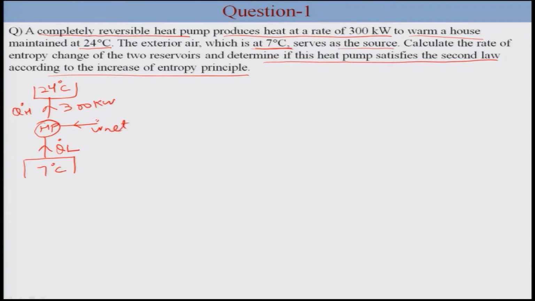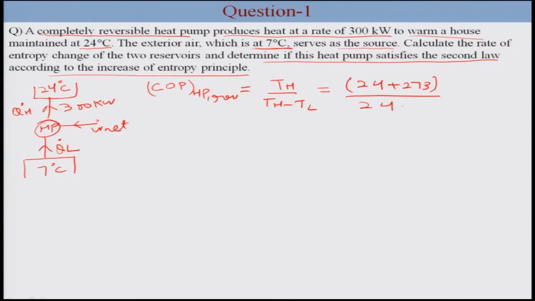The rate of work input is W dot net. So, the COP for the heat pump is TH divided by TH minus TL, considering it as a reversible heat pump. So, it is 24 plus 273 divided by 24 minus 7. So, this is equal to 17.47. This is the COP of the reversible heat pump.